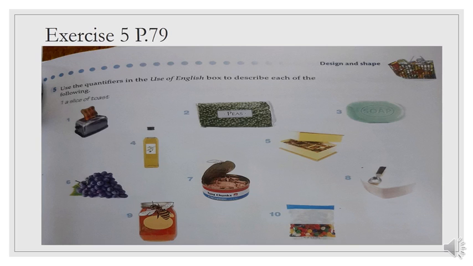The seventh one could have two solutions. You could either say a tin of tuna, or a can of tuna. Both would be right. The 8 will be a carton of ice cream, 9 would be a jar of honey, and 10 would be a packet of sweets.